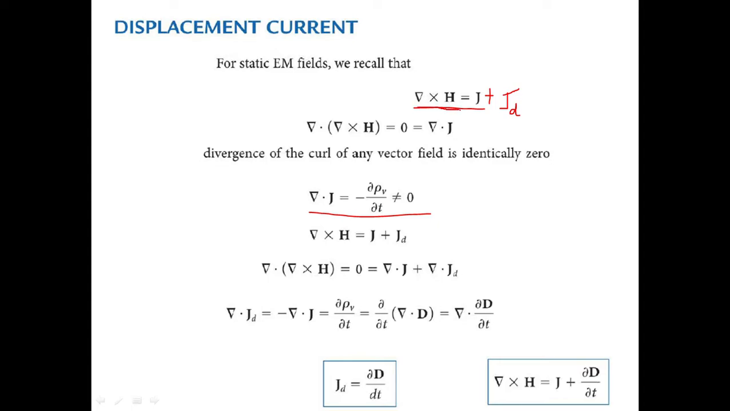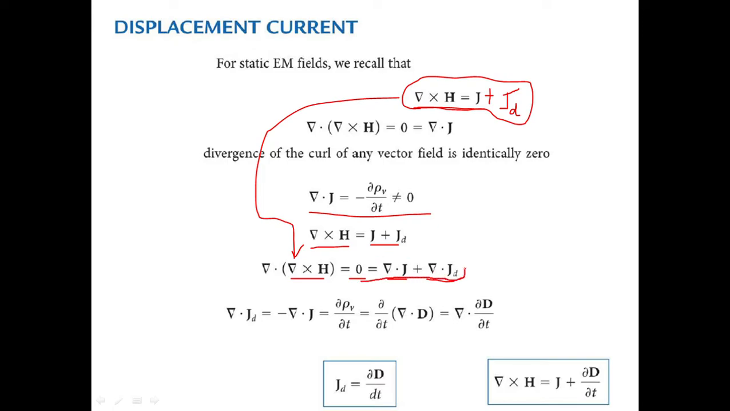Now if I take the divergence on both the sides, what will I get? I've taken curl of H vector is equal to, instead of only J, J plus JD. Now I'll get divergence of curl of H vector, which is equal to 0, which is equal to divergence of J vector plus divergence of JD. Now what happens? We have divergence of J vector plus divergence of JD.